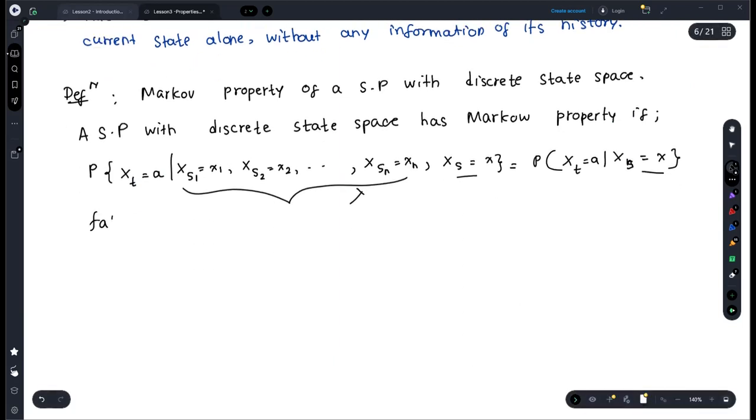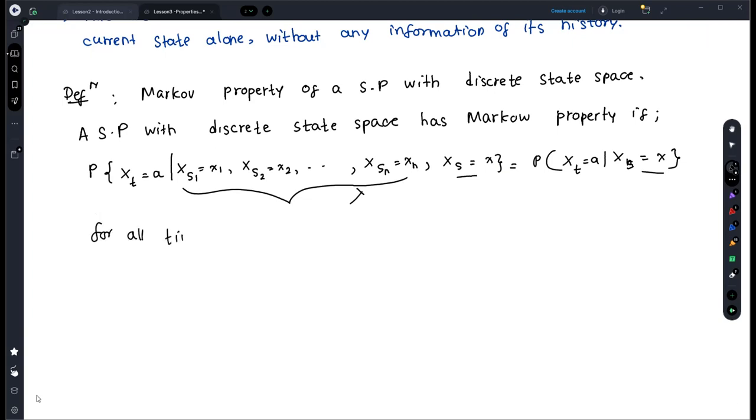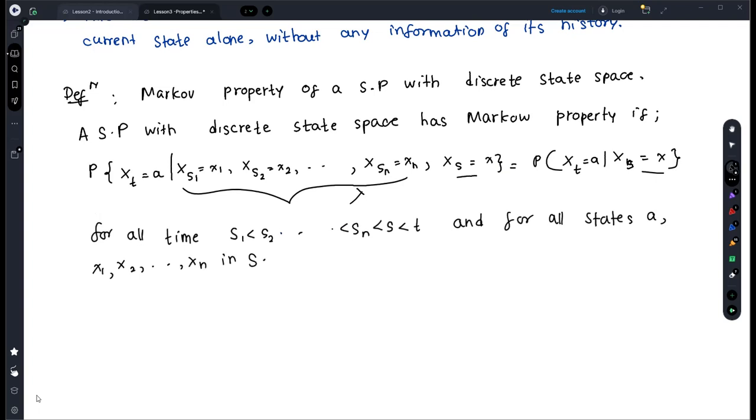So let's finish it for all times as the earlier one. These are time points, okay? To S, and this is the current one, T is the next one, future. And for all states, A. Right?